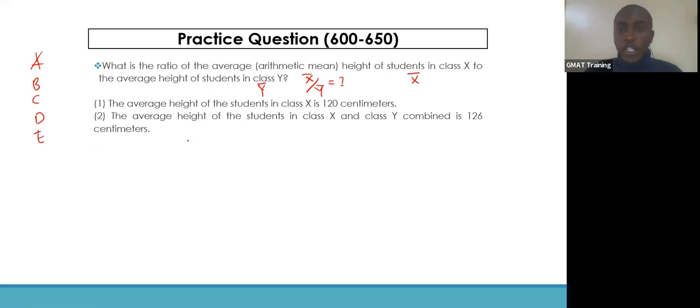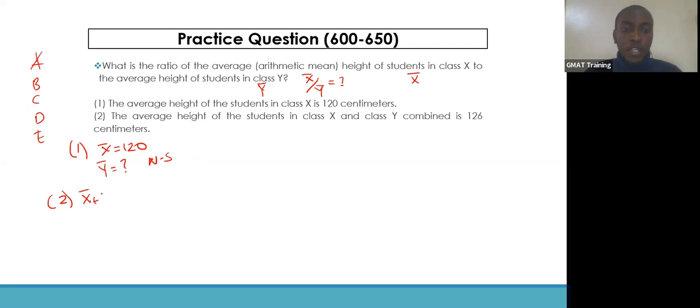And let's jump into statement 1. The average height of the students in class X, X bar, equals 120. What about the Y bar? We can't find the value of Y bar, and therefore statement 1 is not sufficient. Let's do statement 2. The average height of students in class X and class Y combined is 126 centimeters.